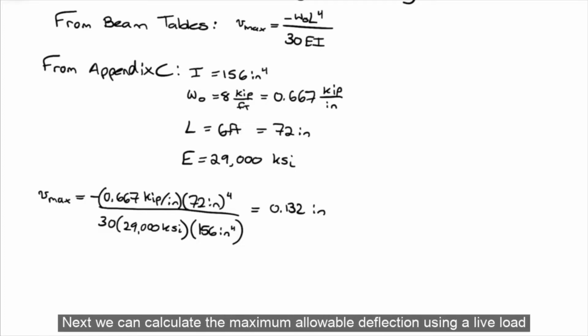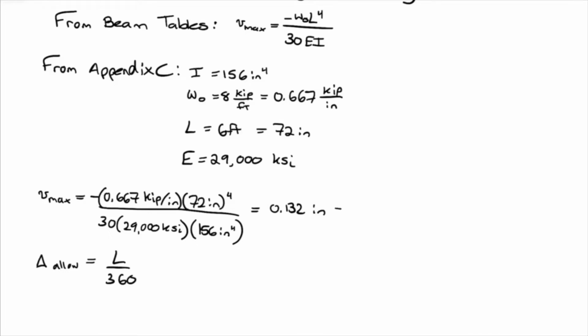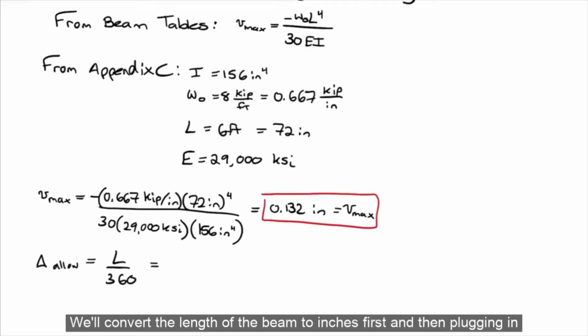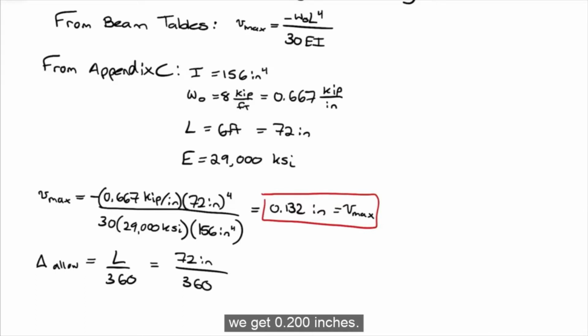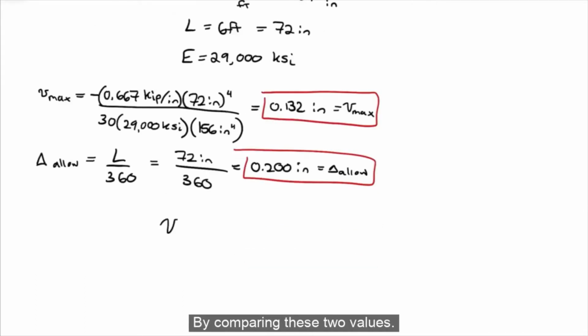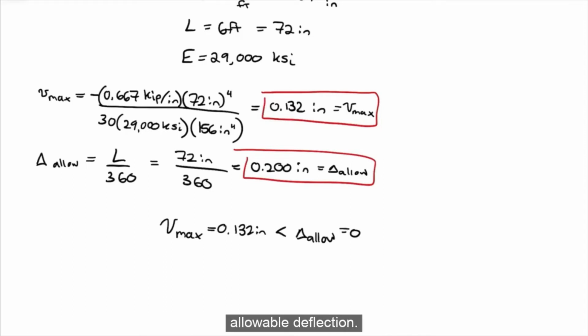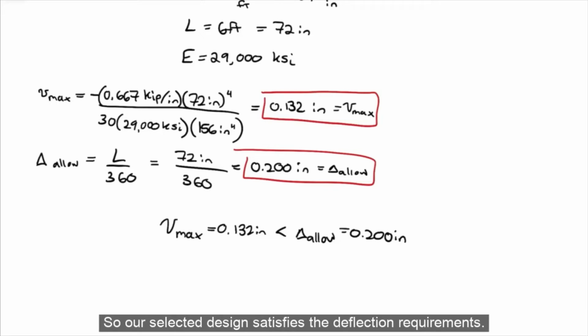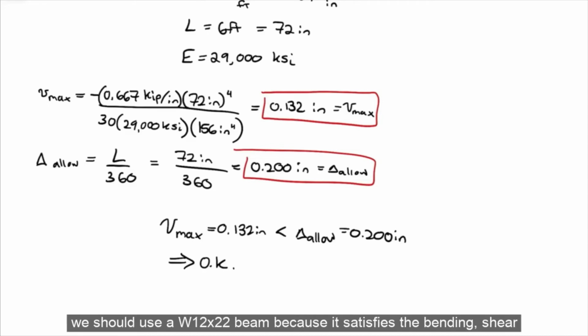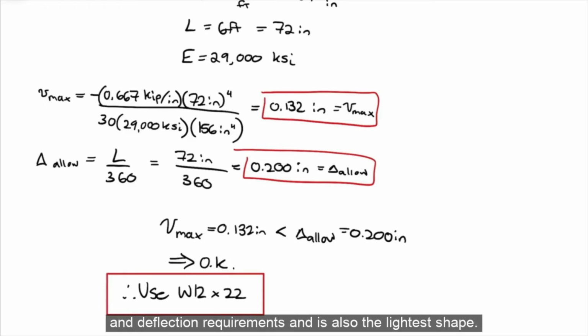Next, we can calculate the maximum allowable deflection using the live load deflection equation, which is allowable deflection equals L over 360. We'll convert the length of the beam to inches first, and then plugging in the value, we get 0.200 inches. By comparing these two values, we can see that the maximum deflection is less than the maximum allowable deflection. So our selected design satisfies the deflection requirements. Therefore, in our final answer, we should use a W12 by 22 beam because it satisfies the bending, shear, and deflection requirements and is also the lightest shape.